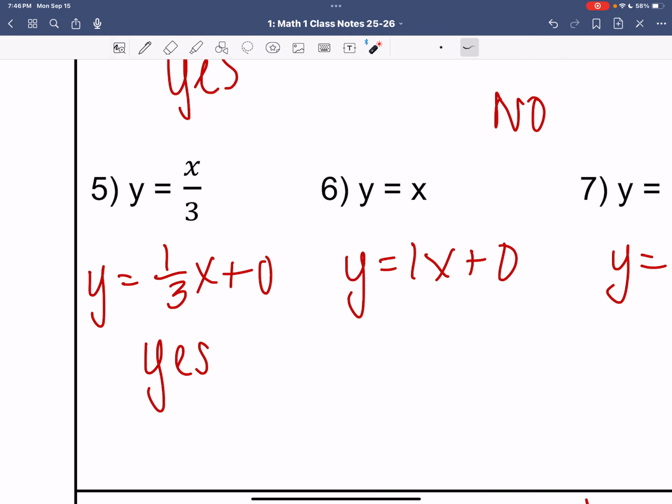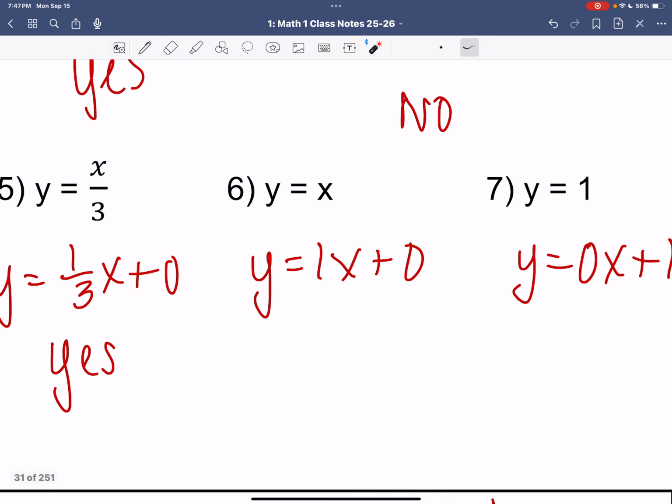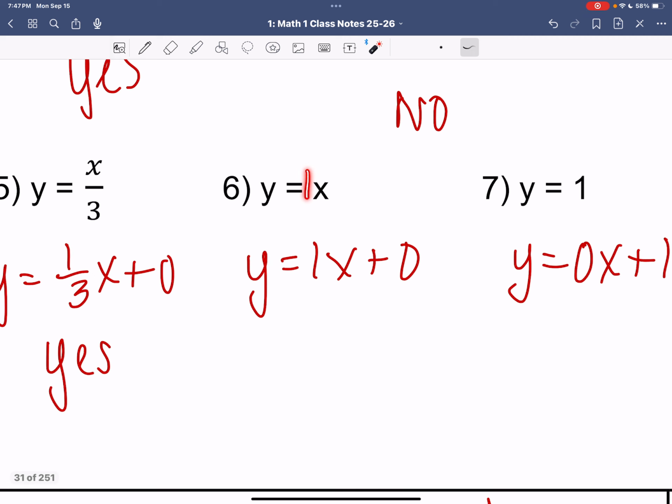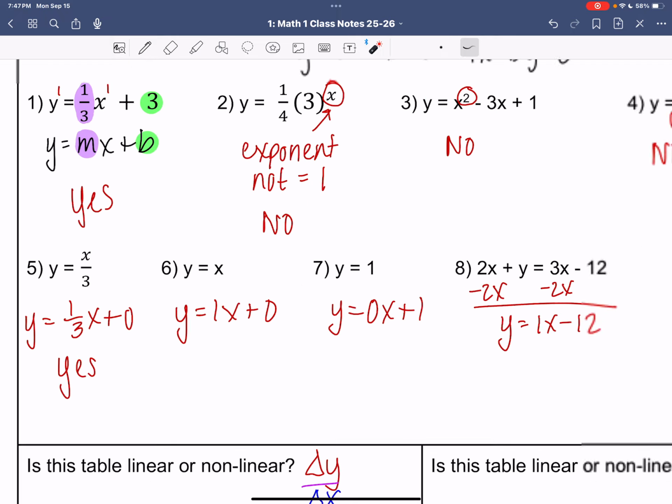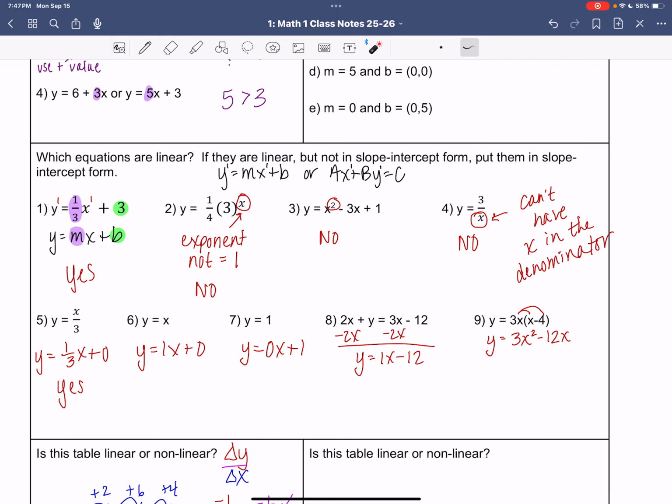For this one, yes, you can take this because there's really a 1 there. So this is really 1/3 x plus 0. So this is linear. Same thing for here. We can rewrite it and we can put a 1 there. So we know the same as 1x plus 0. So this is a yes. All right, I want you to go through and finish these, telling me is it linear or not.